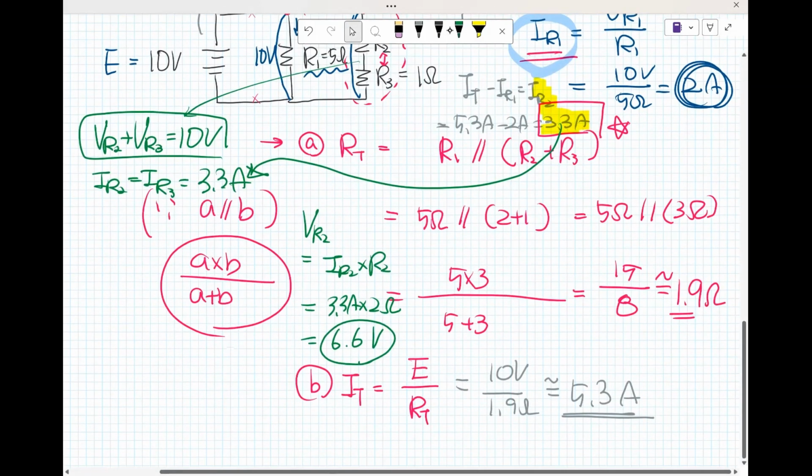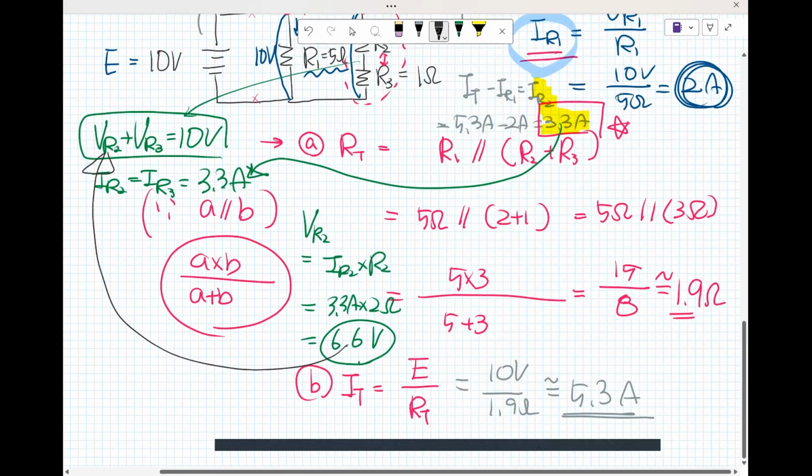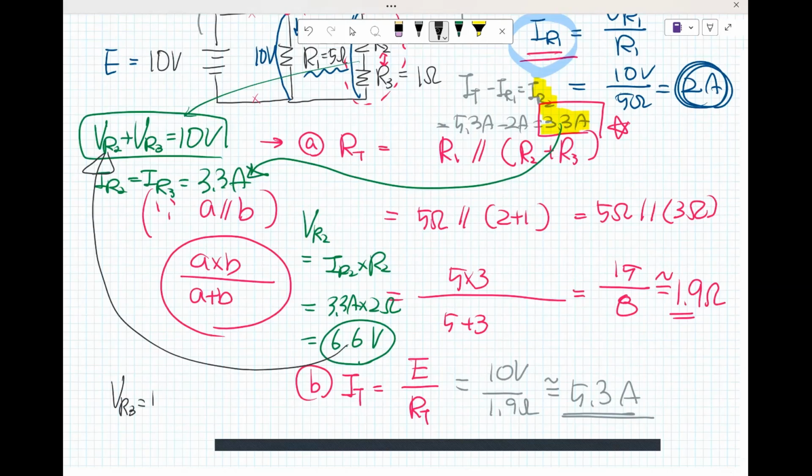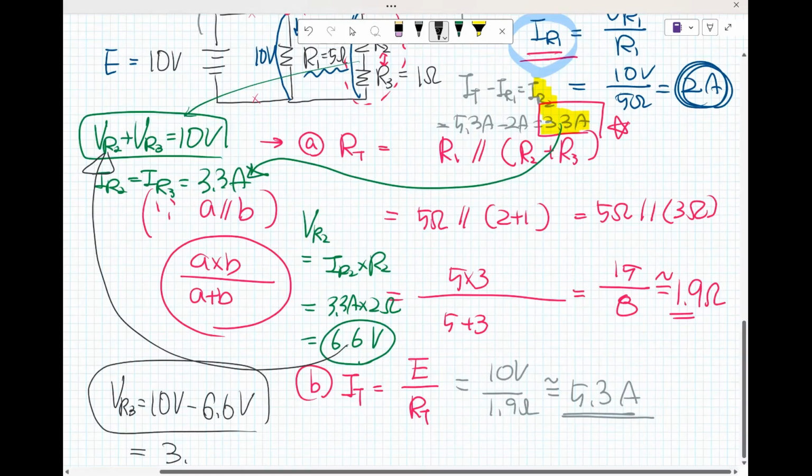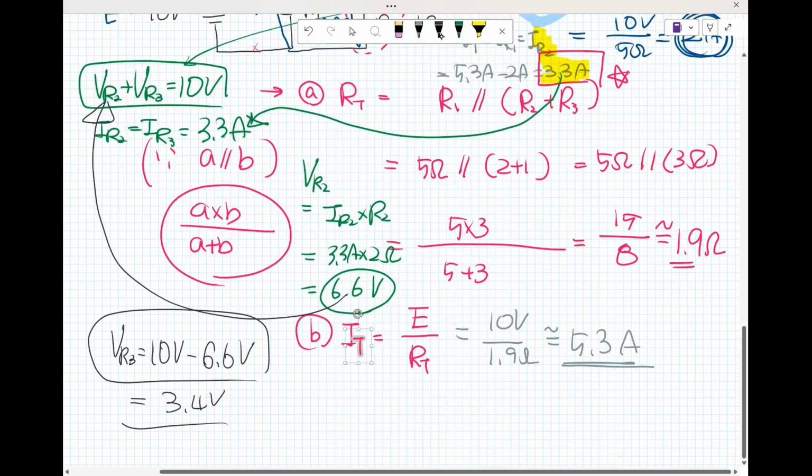Now, V sub R sub 2 is 6.6 voltage. V sub R sub 3 is 10 volt minus 6.6 voltage, which gives 3.4 volt. That is the answer.